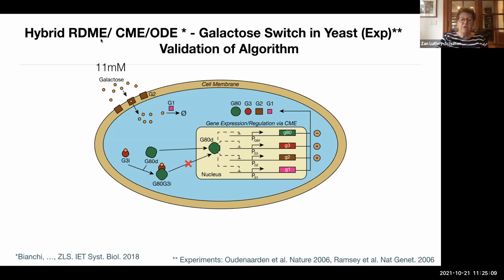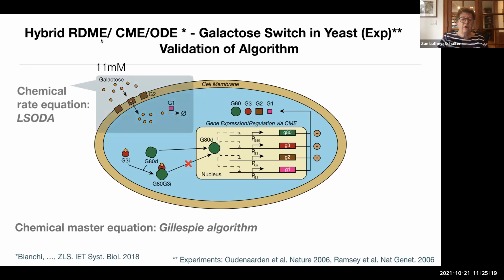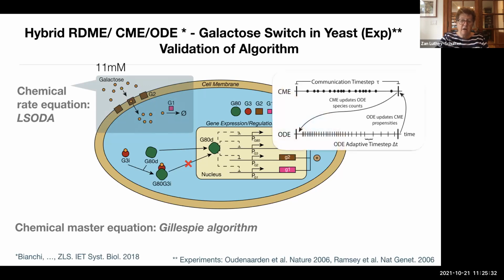Okay, so let's take a look. And again, when we solve the chemical master equation in a subvolume, we assume it's uniform within the subvolume. And we have differential equations handling the transport and parts of the metabolic network. And here were the communication times we talked about.